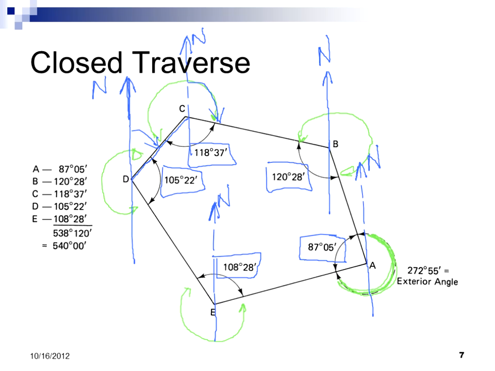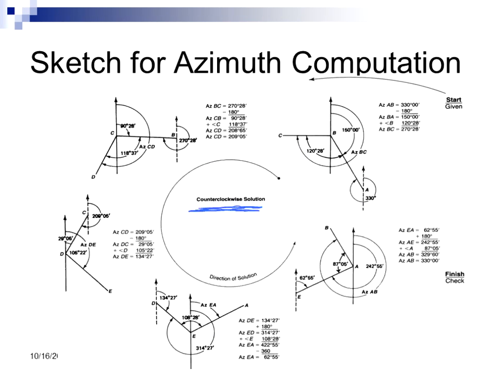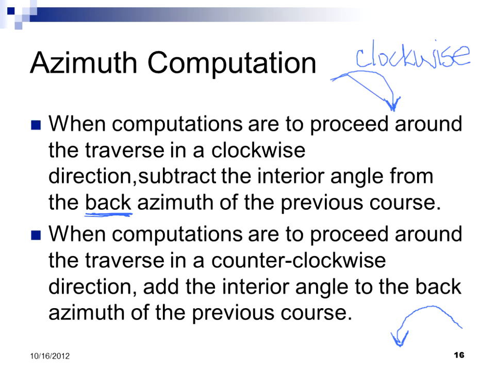So we're starting at a given point on our traverse. This is the same traverse that we just looked at. Our starting point is here at A to B. That's where our given is. So here is our starting azimuth, and we're being told that the azimuth of A to B, this line right there, is 330 degrees.